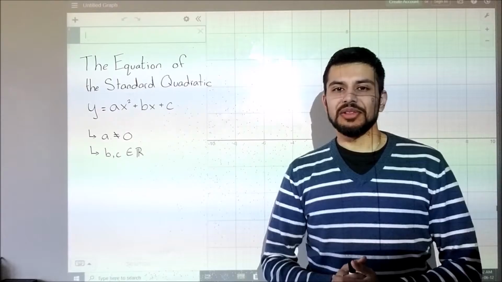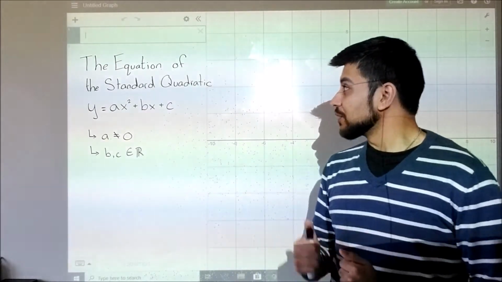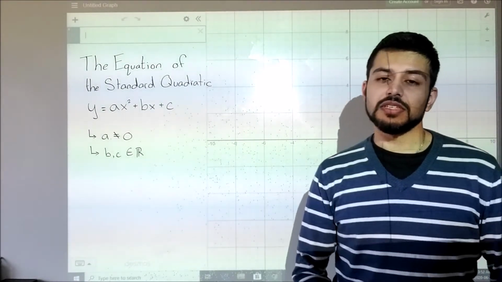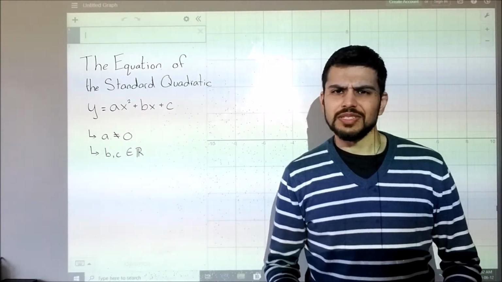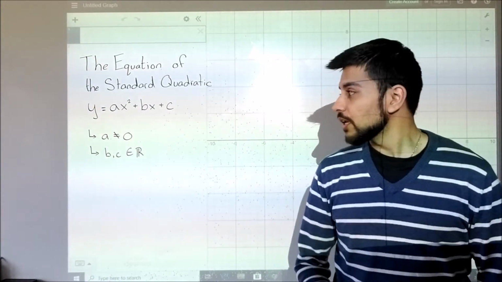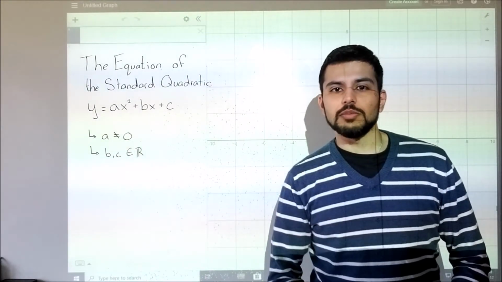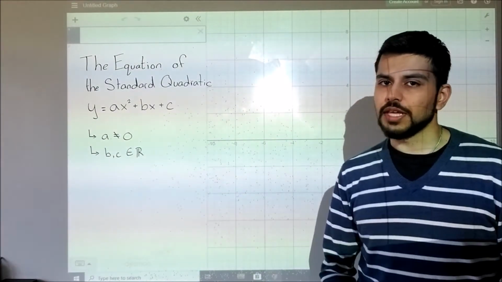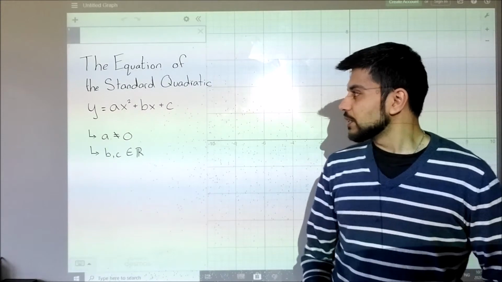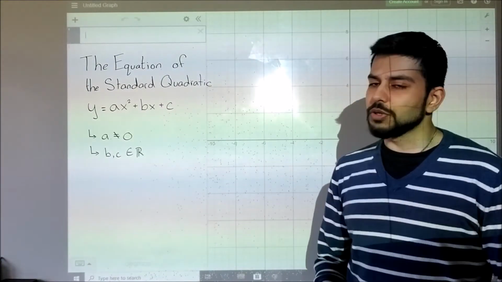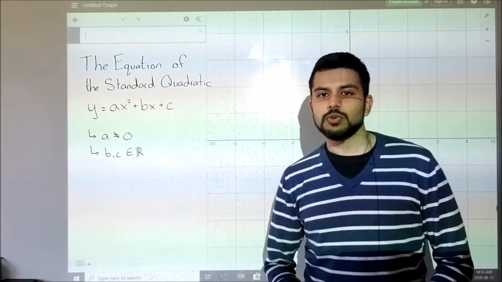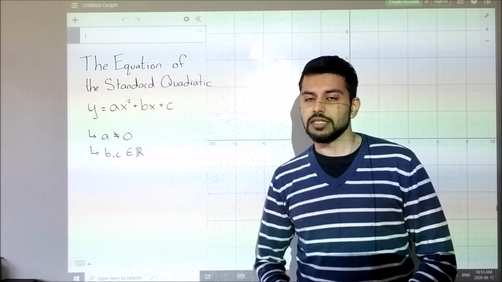That's cool. Hello, Applied 30. Welcome. For this lesson, we're going to look at the equation of the standard quadratic. Last lesson, we did some vocabulary and just kind of saw what a quadratic looks like. Now we're going to get into some of the math with that as well. So the equation itself is always going to be a y equals or an f of x equals situation. In this case, we're going to start with y equals ax squared plus bx plus c.